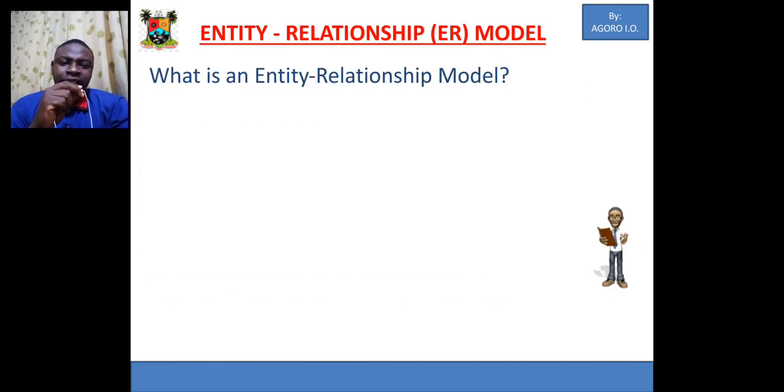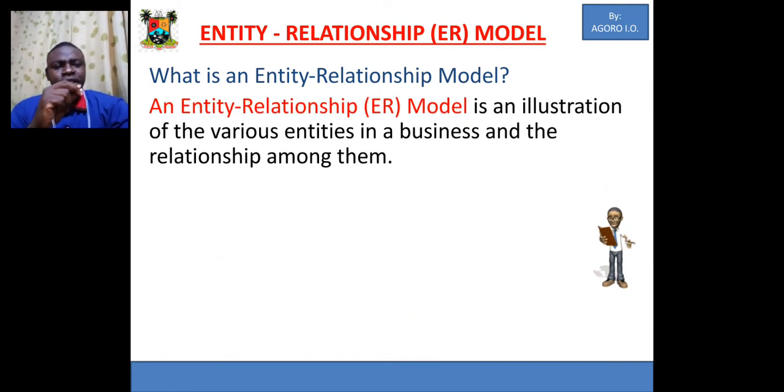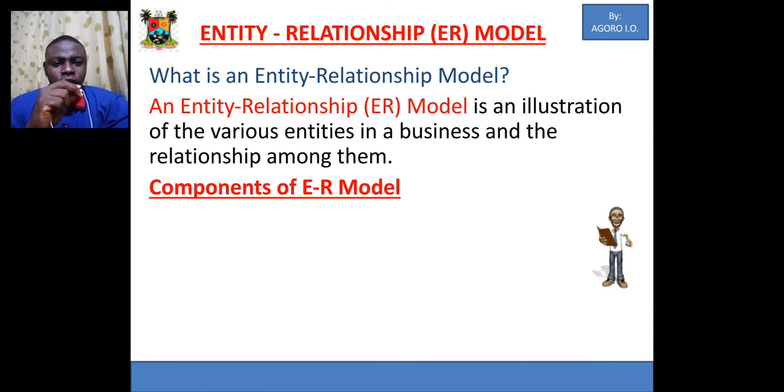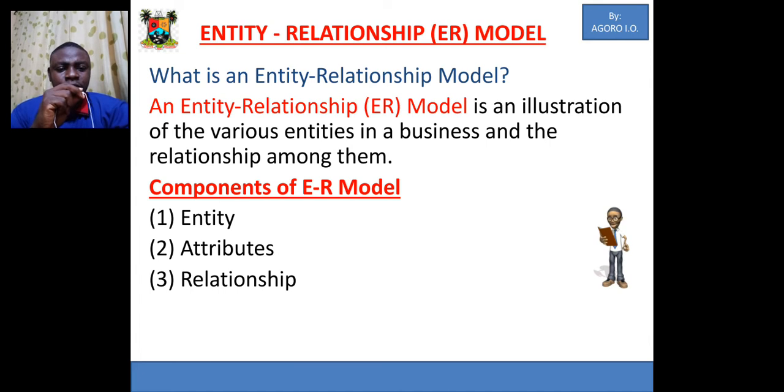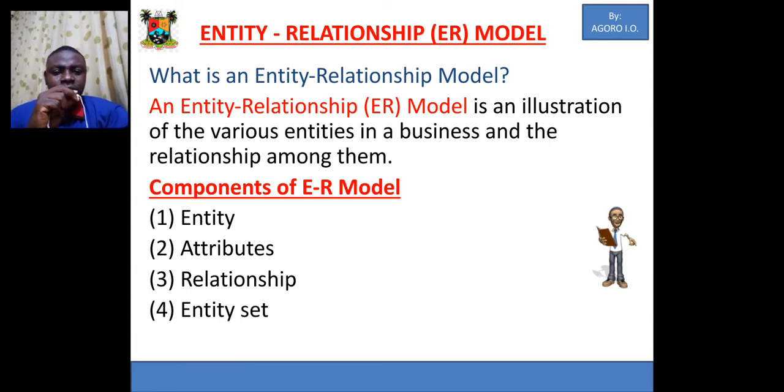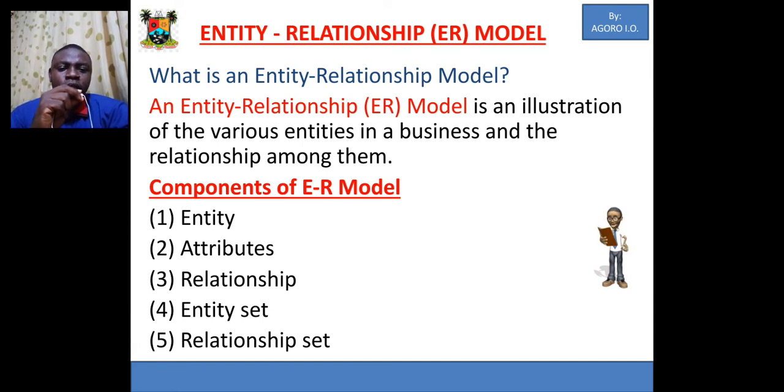What is an entity relationship model? An entity relationship model is an illustration of the various entities in a business and the relationship among them. What are the components of entity relationship model? Number 1, entity. Number 2, attributes. Number 3, relationship. Number 4, entity set. Number 5, relationship set. Out of these 5 components, the first 3 listed serve as the basic components of entity relationship model, and these are entity, attributes, and relationship.